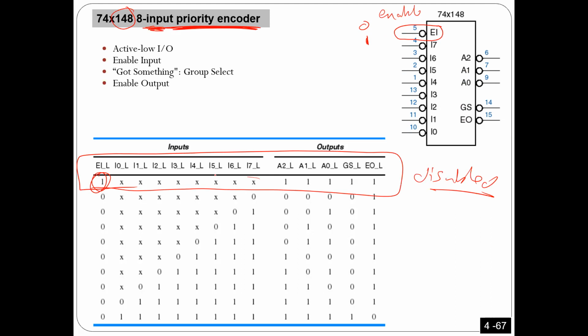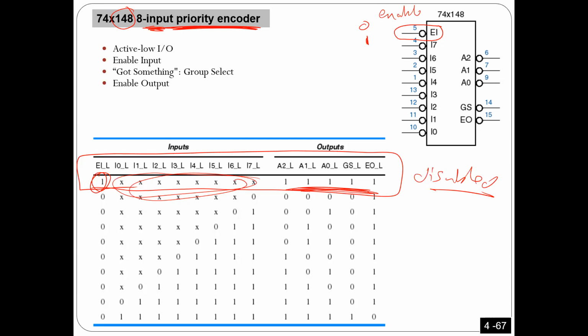So regardless of whatever you have here, I'm going to have just 1s at the output, like 1 1 1 1, like the zeros before, because this is active low. Anyway, now it is disabled, so it's not going to work.